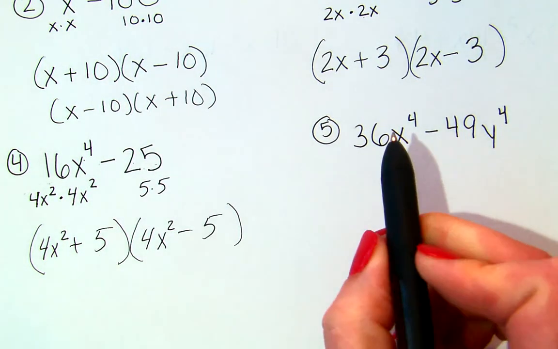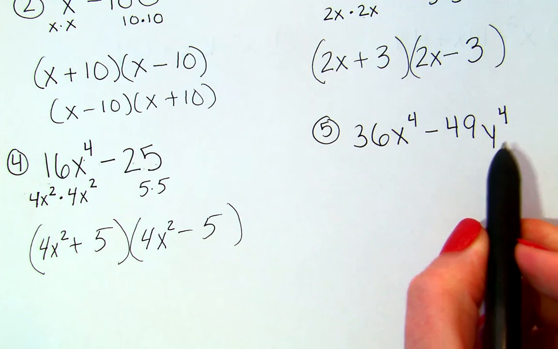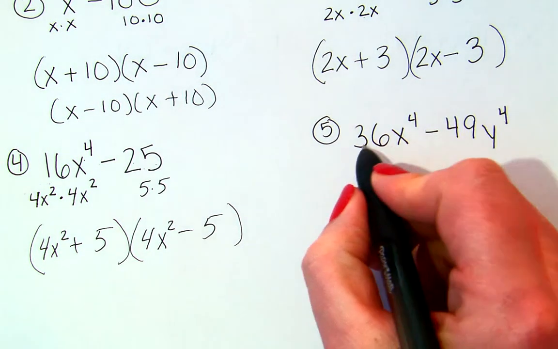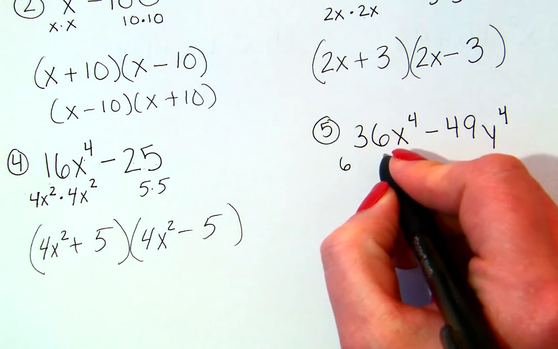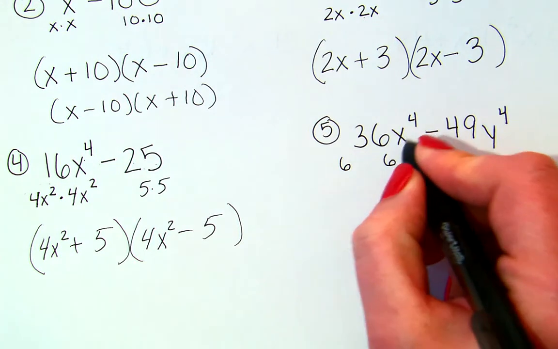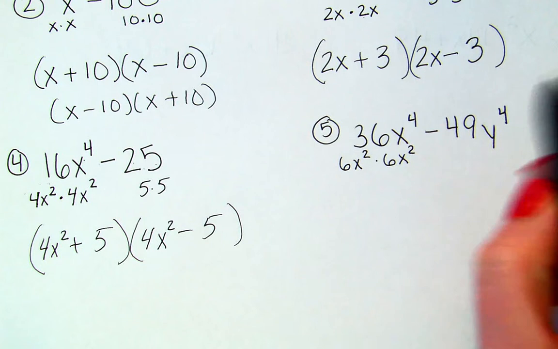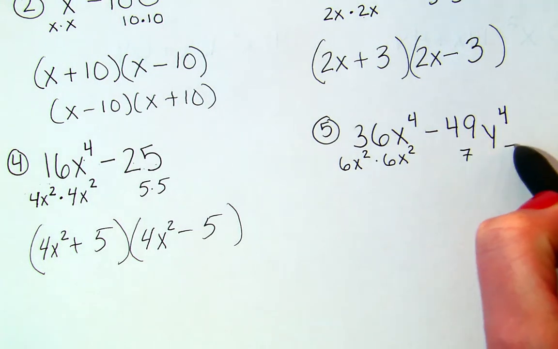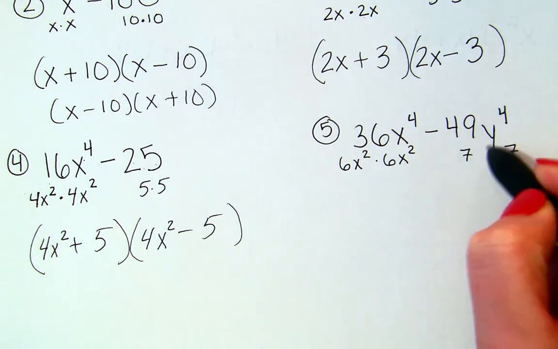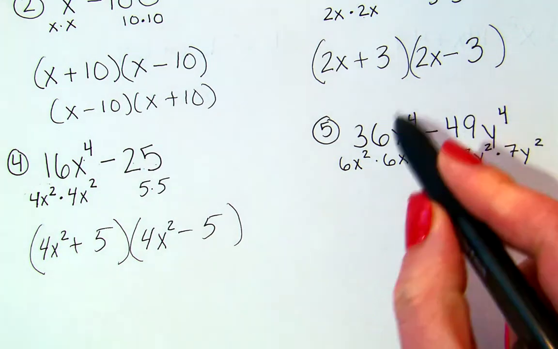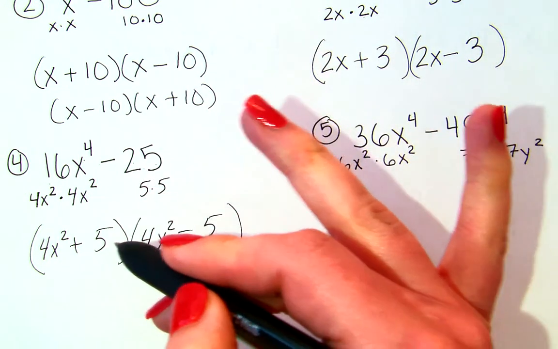For number 5, I have two different variables, but I can still use the difference of two perfect squares because two numbers that are identical that multiply to 36 are 6 and 6. X to the 4th is x squared times x squared. And for 49, 7 times 7. And y to the 4th is y squared times y squared. So you can do this with variables that are not just x.